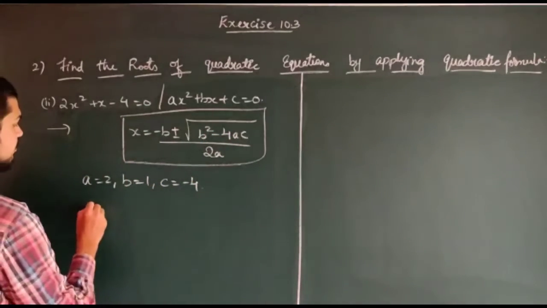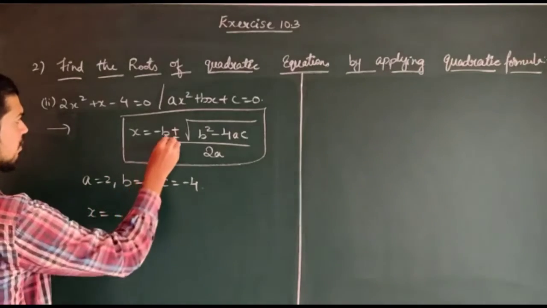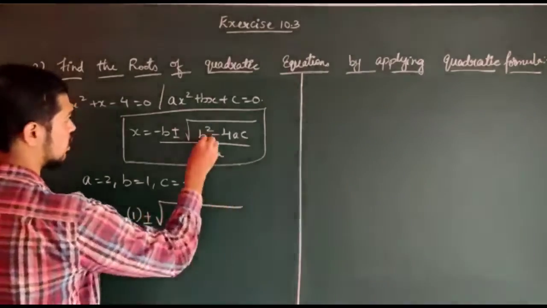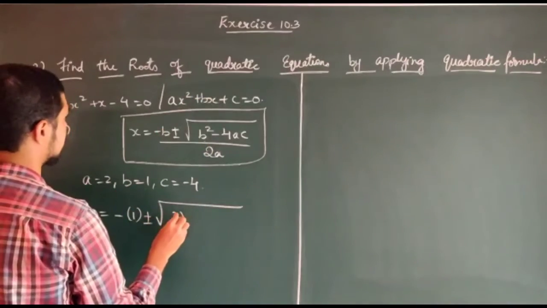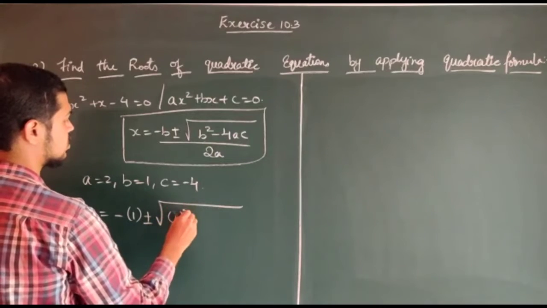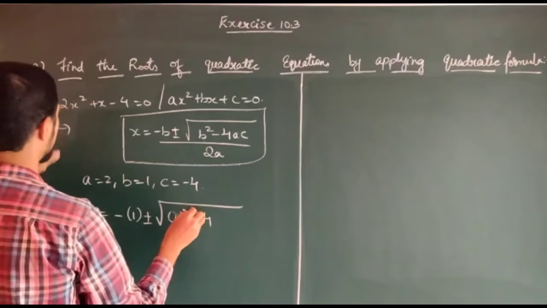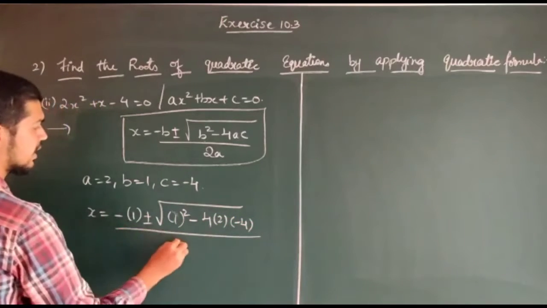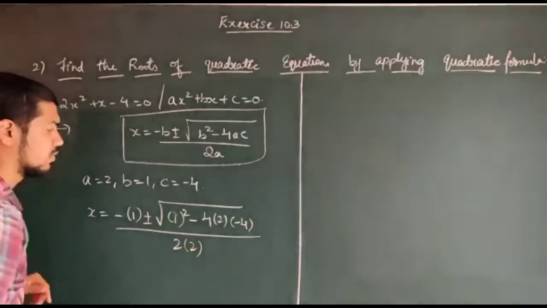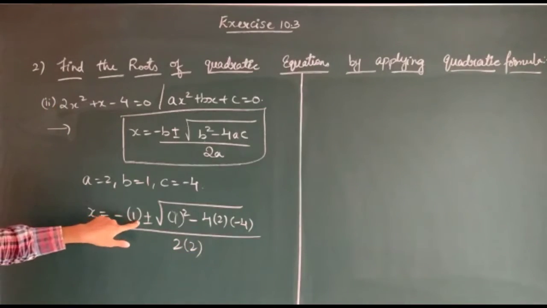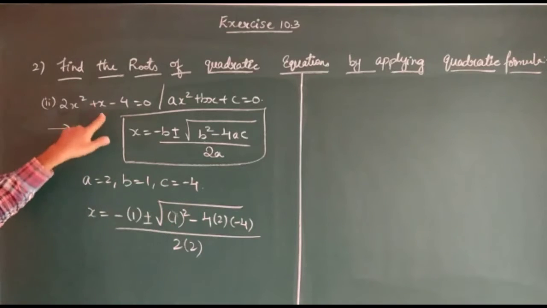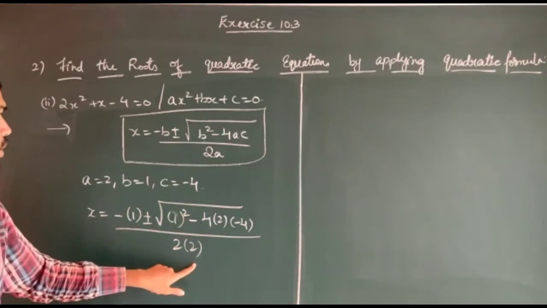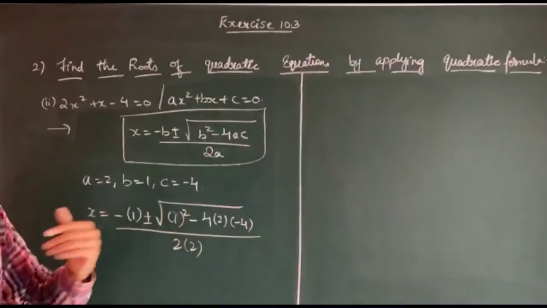Let me do it here. So x is equal to minus b, here it is plus 1, plus or minus root of b square, which is 1 square, minus 4 into a is 2, c is minus 4, divided by 2 into a is 2. I repeat, minus b plus or minus root of b square minus 4 into a into c divided by 2 into a. Just simplify this, you will get your answer.